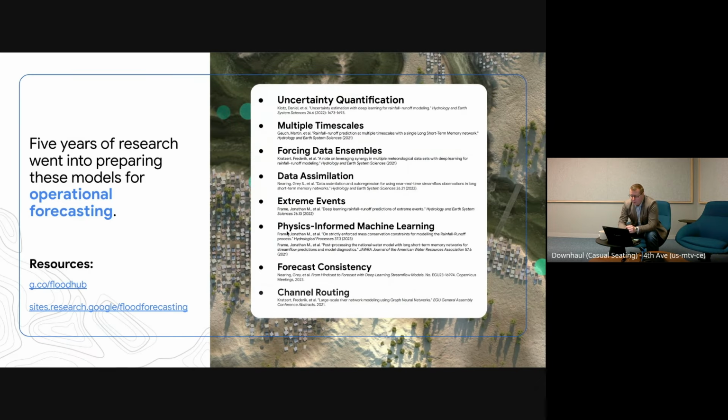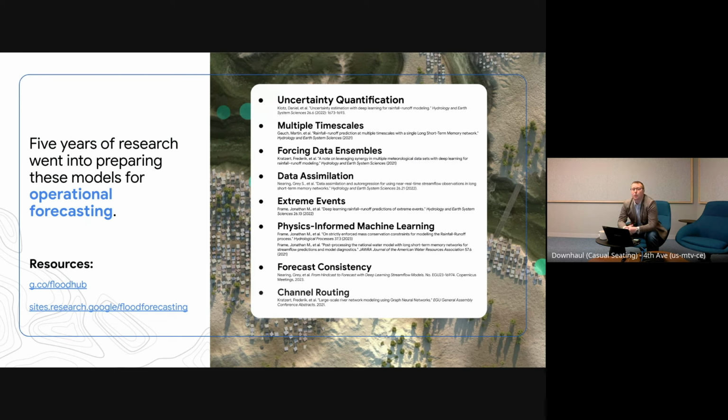It's here. So one of these two bullet points, if you want to take a screenshot of this, it's the one on strictly enforced mass conservation constraints for modeling the rainfall runoff process. That paper will have our checks on the streamflow biases.